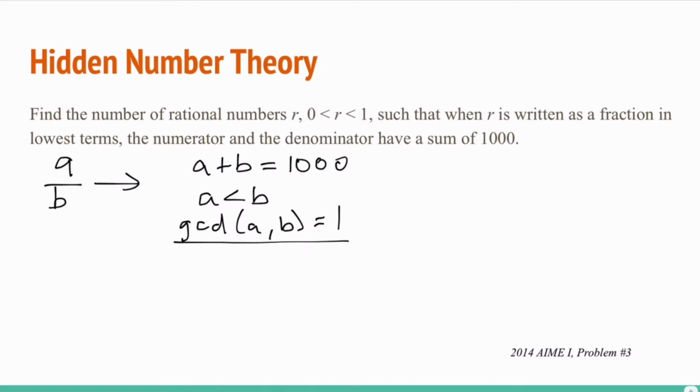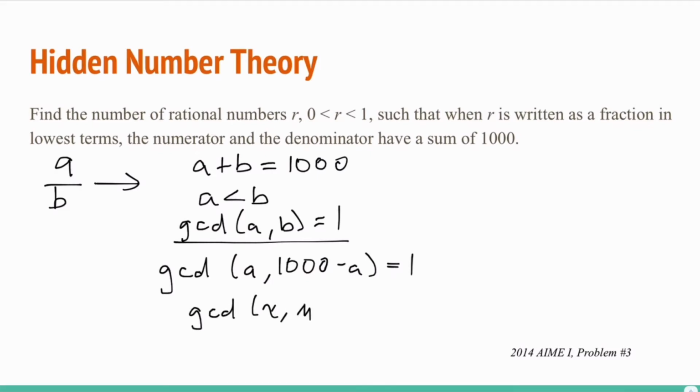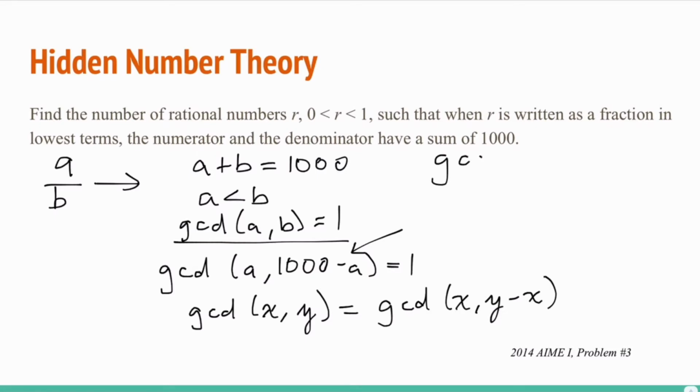So we can rewrite this as the GCD of a and 1000 - a is equal to 1. And we can use the Euclidean algorithm, which states that the GCD of x and y, where x is less than y, is always equal to the GCD of x and y - x. So we can do this in reverse. We can add a to this expression. So the GCD of a and 1000 has to equal 1. So a is relatively prime to 1000. And a < 1000 - a, or a < 500.